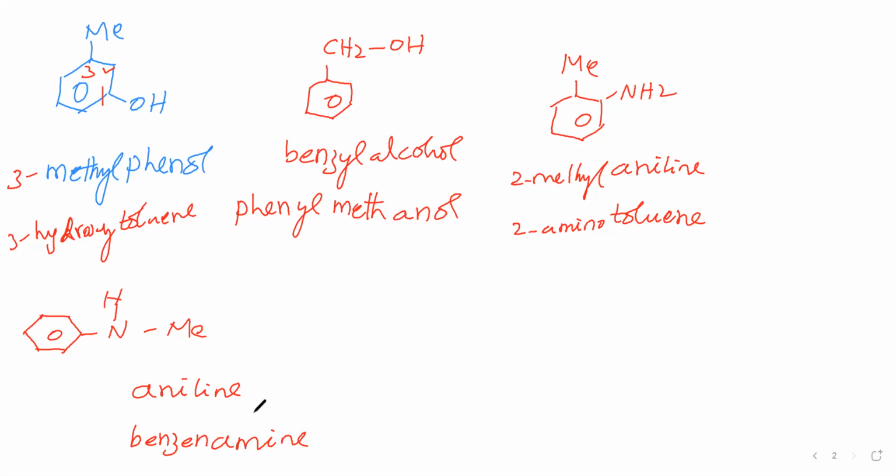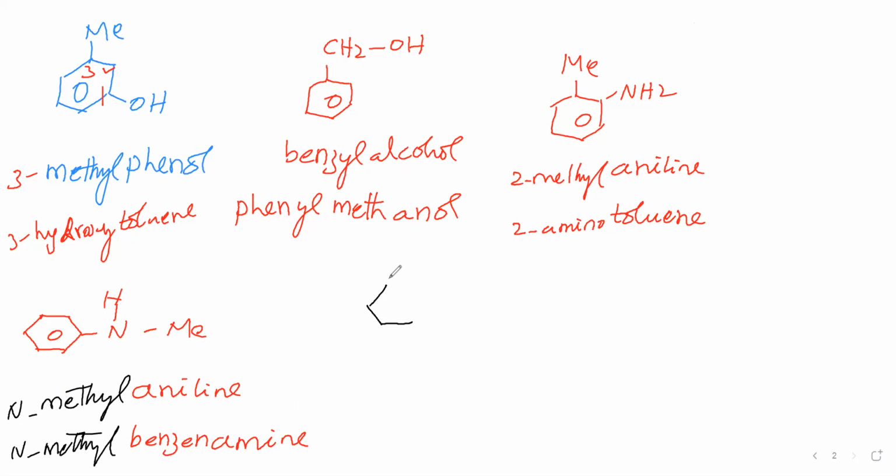Then now we have to say the name of methyl group. That methyl group is directly attached to this nitrogen, therefore we will say N-methyl aniline, N-methyl benzene amine, like that we can say.